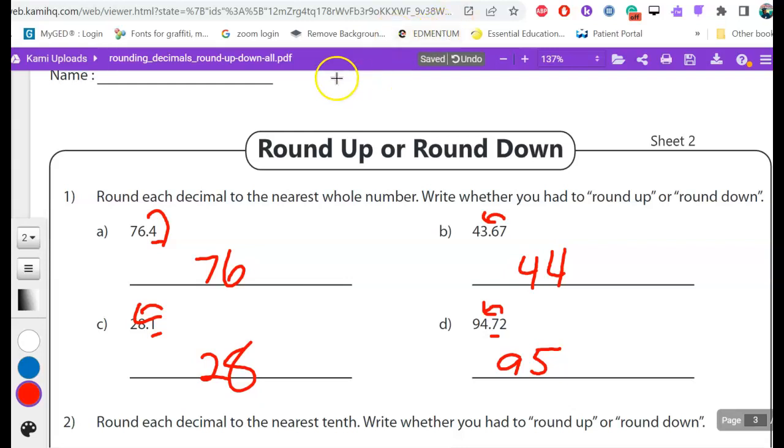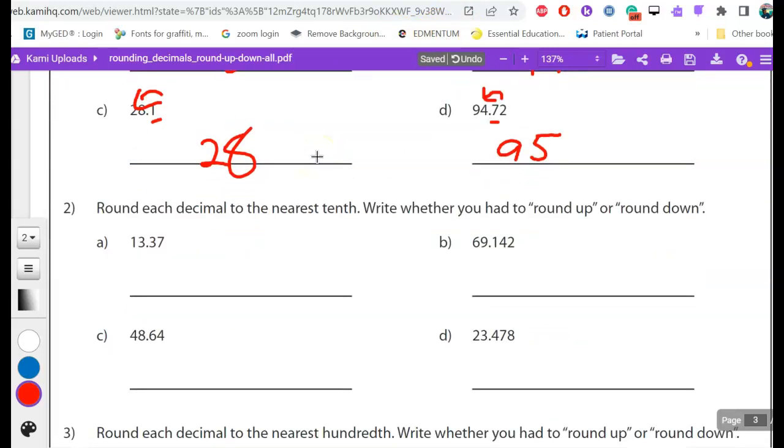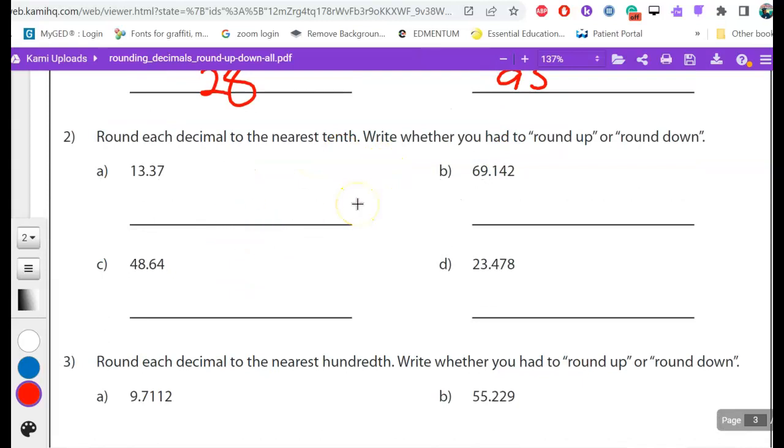Let's go back down and practice with the tenths place again. All right, here we go. So my first number, 13.37. The 3 is in the tenths place. You look at the 7 to see what it's telling the 3 to do, right? So that 7 you see is bigger than 5. So that 7 is going to say to the 3, hey, you need to round up. Okay? So that 3 turns to a 4. So 13.4.